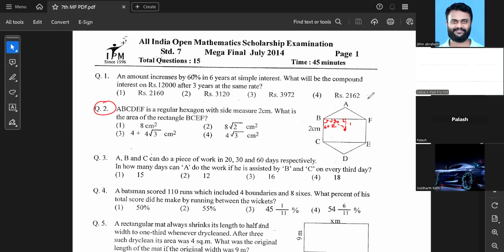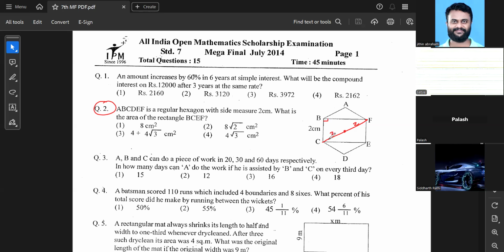Using the Pythagoras theorem, you can find this particular side. And by the way, instead of using the center, there is one more method. One more idea. So this line is passing through center. So this will be 2 and this will be 2. Total it will be 4.